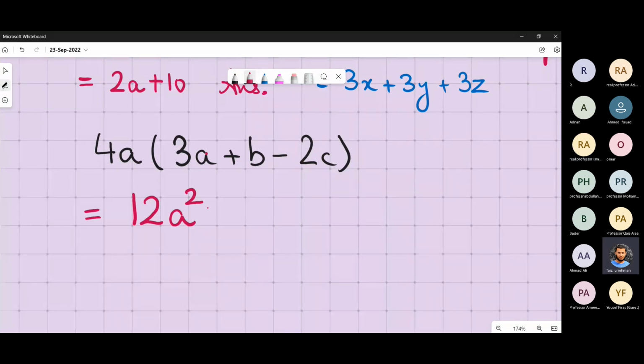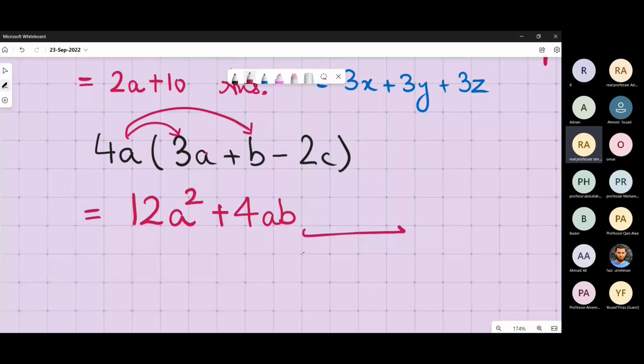Okay, you already told, so I'll just write the answer that he told. When 4a is multiplied by b, you will get plus 4ab or minus 4ab? Plus 4ab. So you have to tell me the answer with the sign, not without the sign. And what will be the last term? What will be the last minus term?